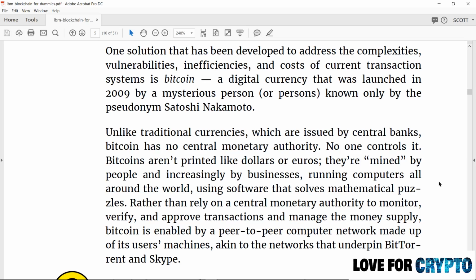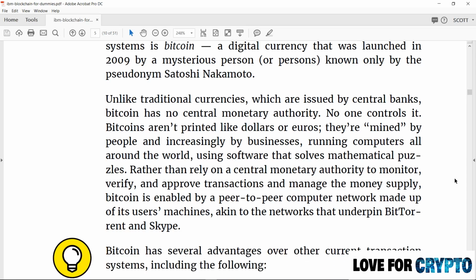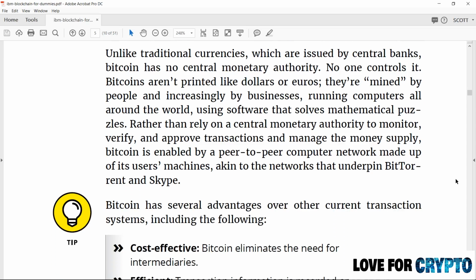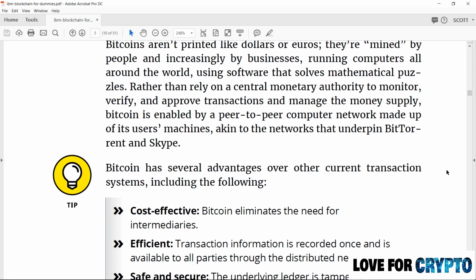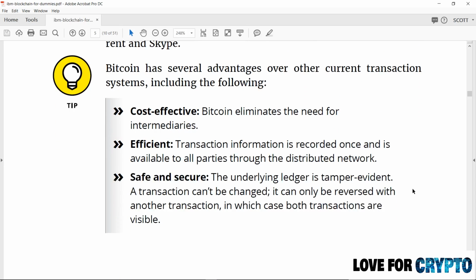Bitcoin is enabled by a peer-to-peer computer network made up of its users' machines, akin to the networks that underpin BitTorrent and Skype. Bitcoin has several advantages over the other current transaction systems, including the following. So we'll run through these now.